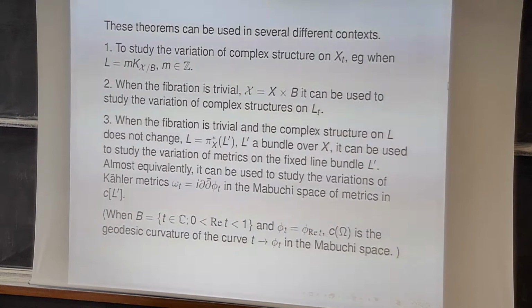remark that in a special case when B here, the base, which I took to be one-dimensional, is a strip like that, and you assume also that the metric depends only on the real part of the variable, then you have a real curve. The metric on L here can be viewed as a curve of metrics on L prime. And then the c omega actually has a description as the geodesic curvature of this metric in the Mabuchi space.